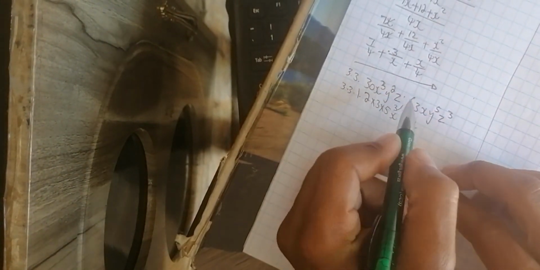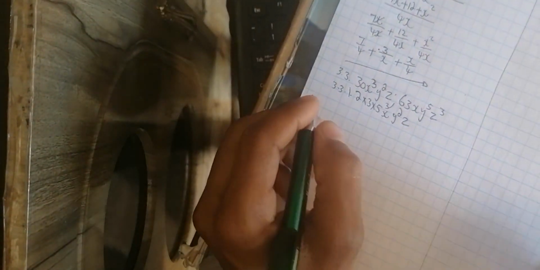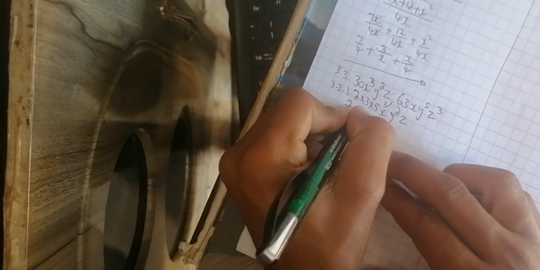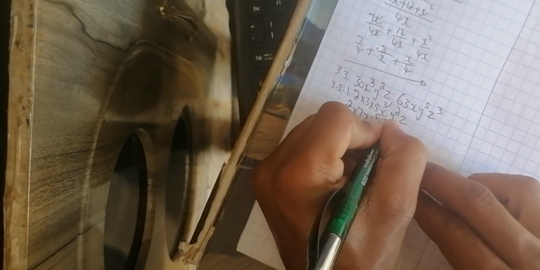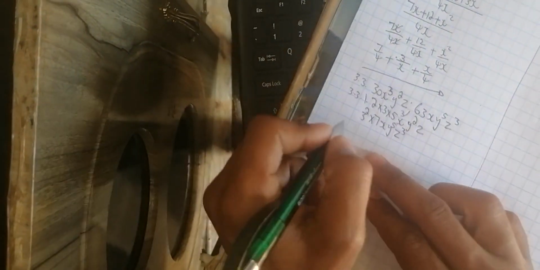And then you go to this one. You just say 63 equals shift fact 3 squared times 7, xy⁵z³. So that's exactly what we would find there, right? And then that is just 3.3.1.